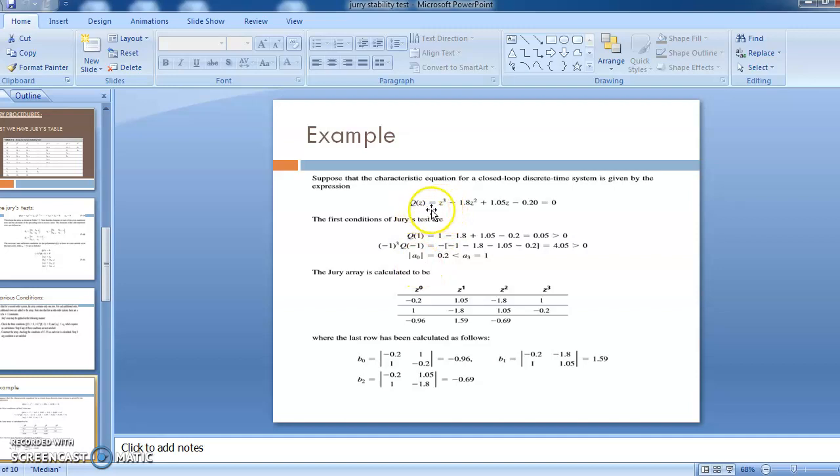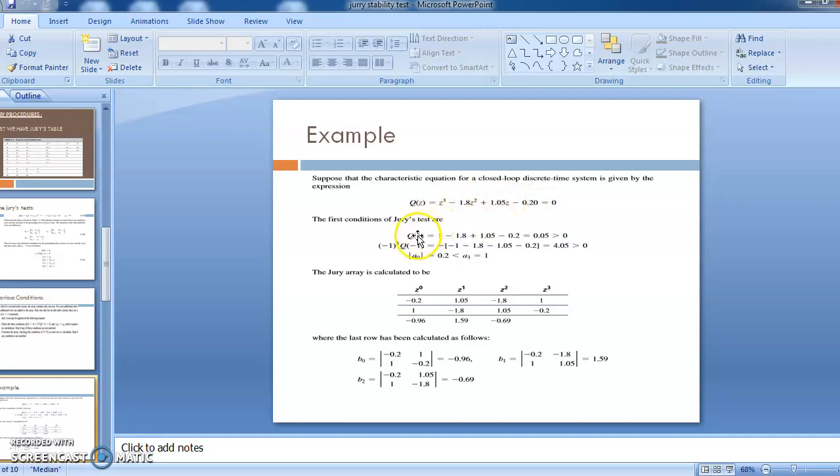Let us say this is the characteristic equation. Qz is equal to z cube minus 1.8 z square plus 1.05 z minus 0.2 is equal to 0. So this is the characteristic equation. This is in terms of a closed loop discrete time system, and from this equation we will have to check whether this describes a stable system or not by using the Jury stability test.